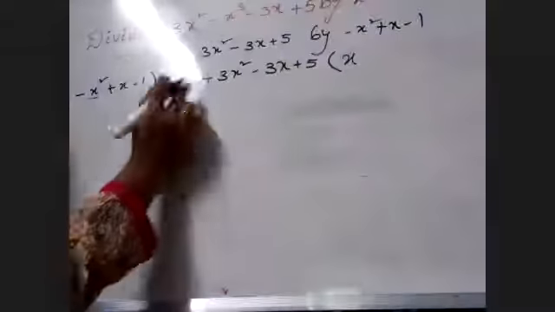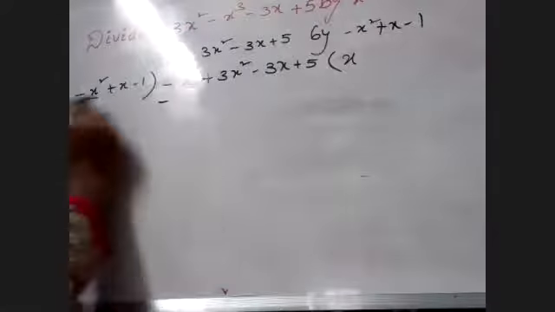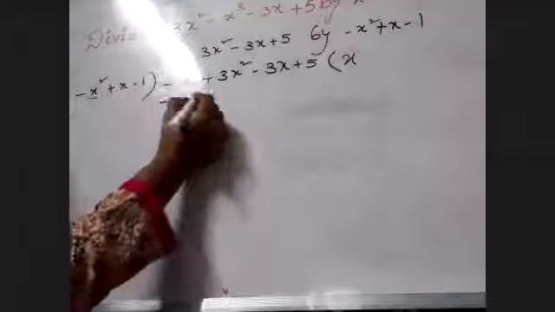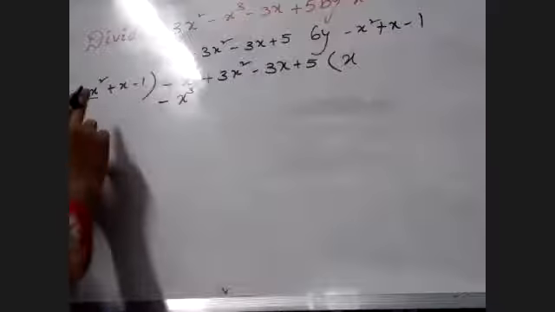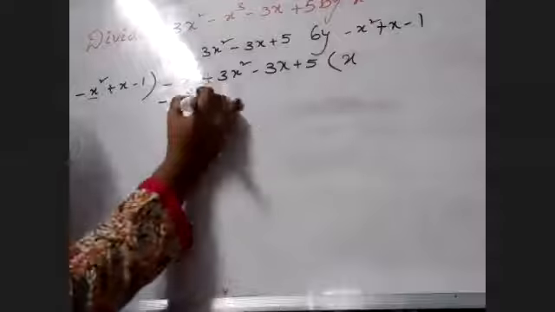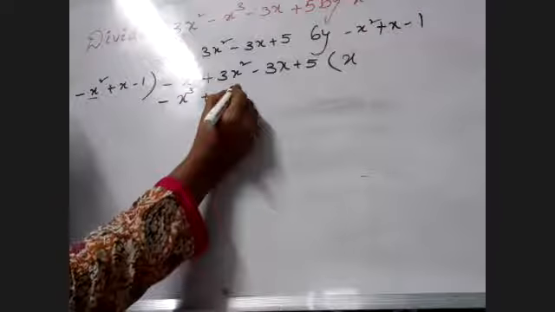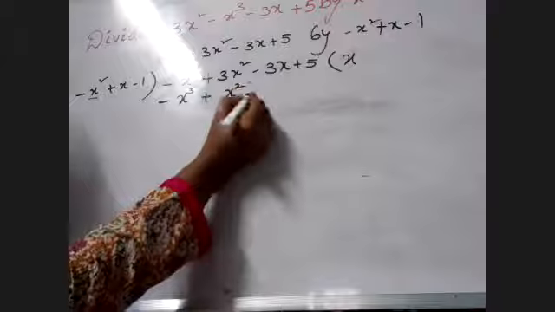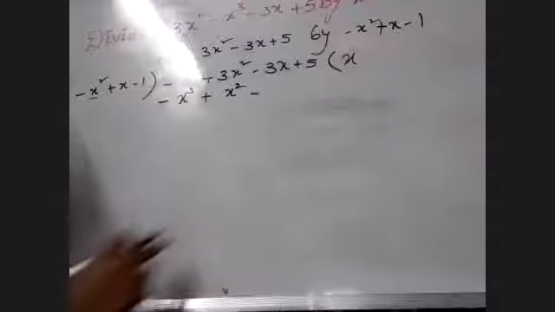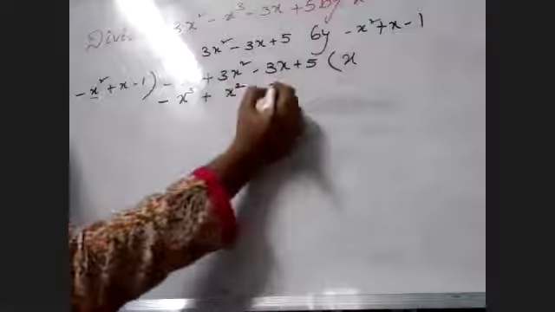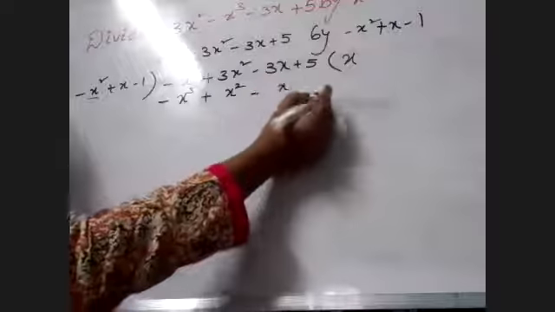So x into minus x square means minus x cube. Again x into x is plus x square. And x into minus 1 is minus x.